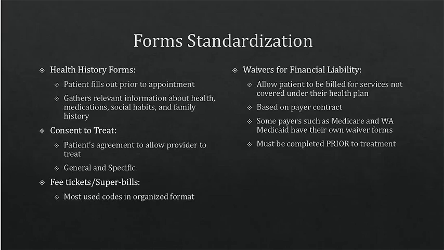Any forms that are used by a practice should be standardized, whether they are in paper or electronic format. Health history forms may or may not be used by a practice to gather patient demographic information and medical history. It should be completed by the patient prior to their first appointment. It can be given to the patient at check-in, mailed to them, or filled out online if the practice has that capability. The practice should decide what information is included on the form, but generally it will ask for information pertaining to the patient's prior health and symptoms, current medications, social habits, and family history.